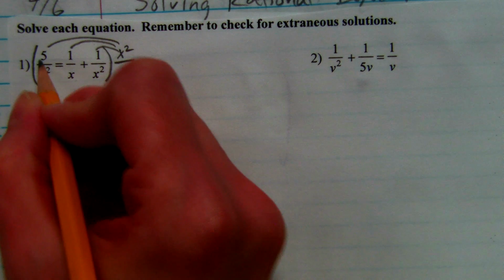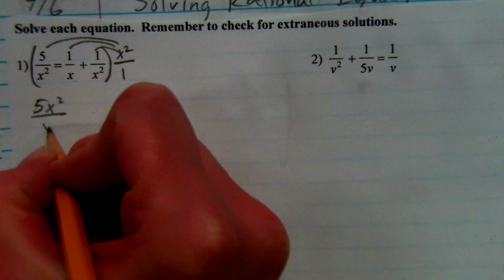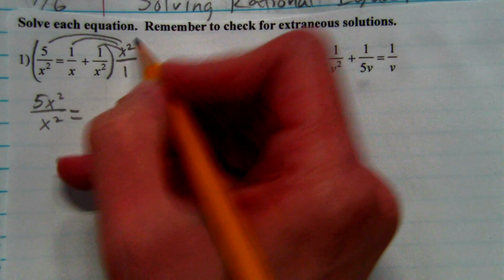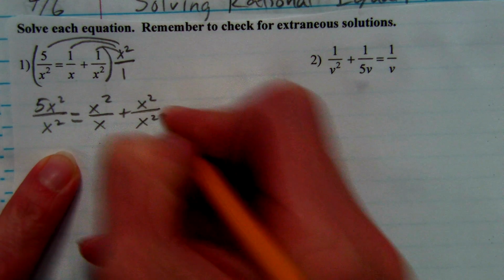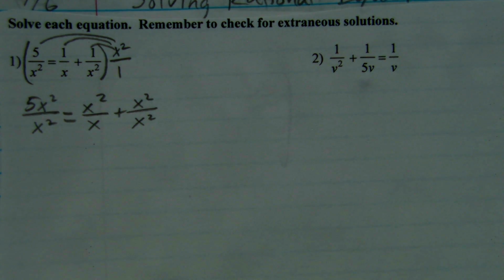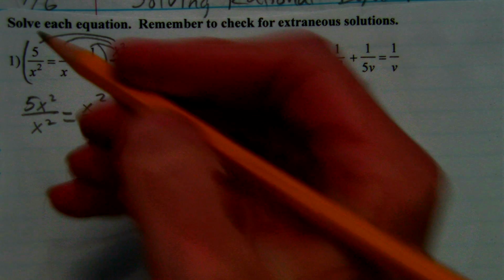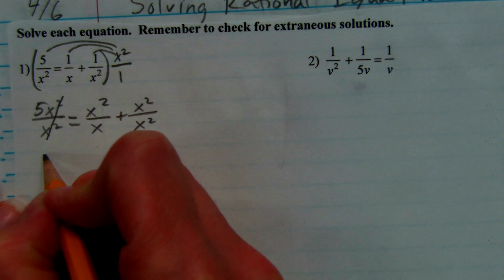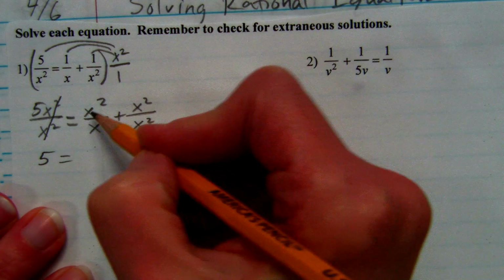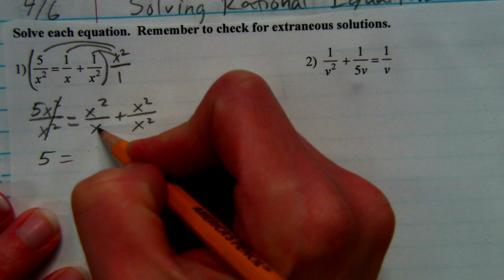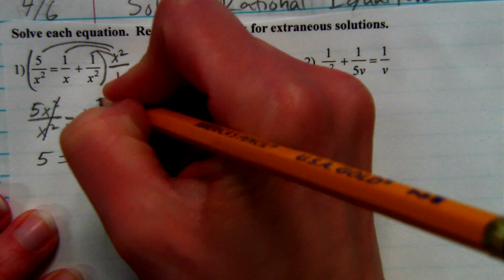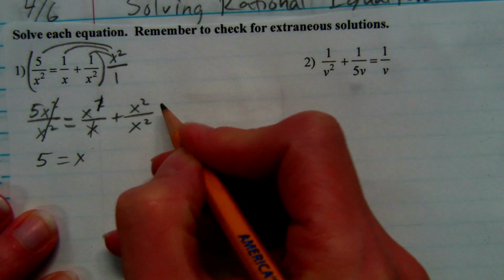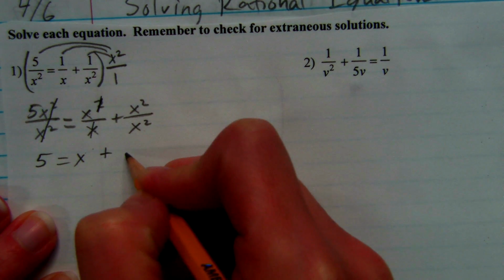So I'm going to have 5x squared over x squared equals x squared over x plus x squared over x squared. And so what we did was we created these such that we're going to cancel out all of the denominators. So these x squareds are going to be completely gone over here. That's going to leave me with 5. If I have x squared over x, what will happen when I divide those? It just becomes an x. So basically you cancel out this x with one of those and you're just left with an x. And then x squared over x squared would cancel out and leave you with 1.